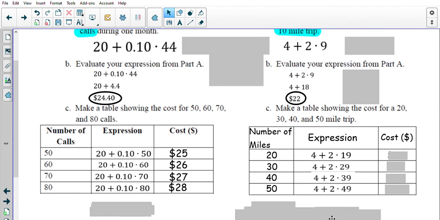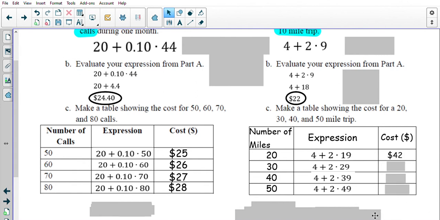Now again, I'm going through this quickly because I don't want to make the video like 2 hours long. Feel free to pause at any point as needed. All right, so we've got 2 times 19 in the 20 miles, which is 38. 38 plus 4 is 42.